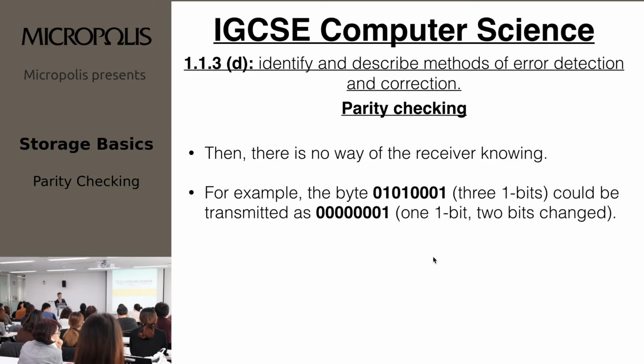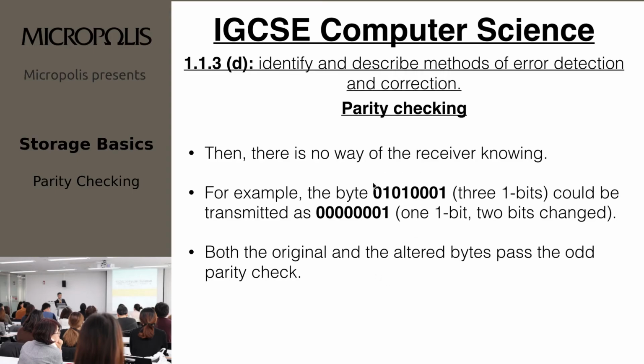But how can the receiver know? Because there's 3 1 bits and 1 1 bit, both the original and the altered bytes pass the odd parity check, because they both have an odd number of 1 bits. So this is a limitation of parity checking, and that's why we need to look at other methods, which we'll look at in the next video.